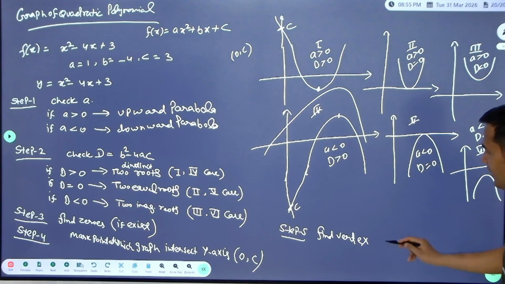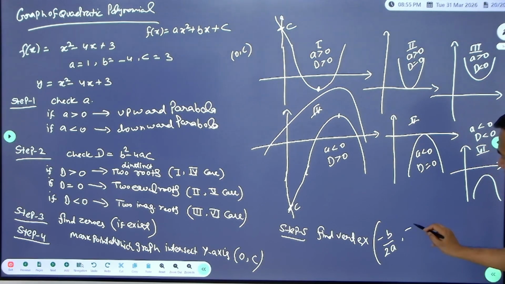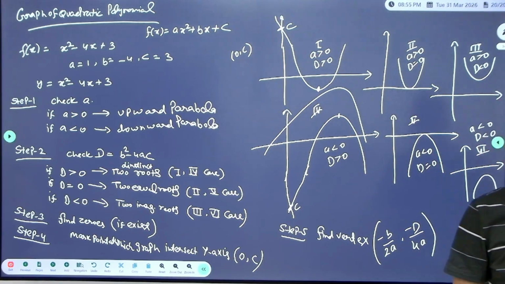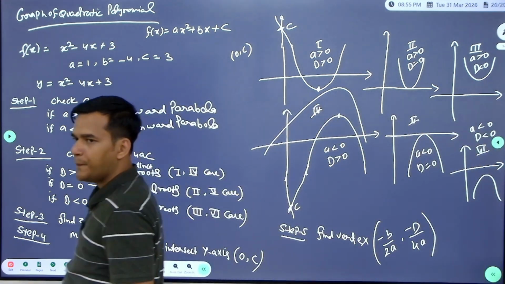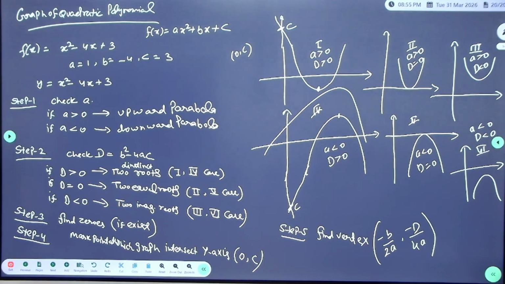So to find the vertex, the coordinates of the vertex are minus b by 2a comma minus d by 4a. These are the coordinates of the vertex. So these are the 5 steps to make the graph. Minus b by 2a comma minus d by 4a are the coordinates of the vertex. We'll see one example today. In the next class, we'll see some more examples on drawing the graph.